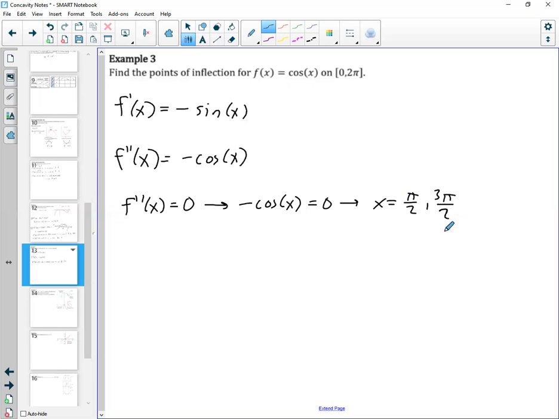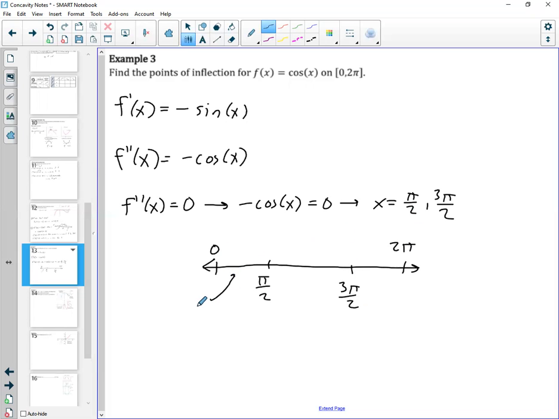These are values from the unit circle, I'm sure you remember. And so now I've got to check and see if those are really points of inflection, by plugging in numbers on either side of them. Remember, my interval is only from 0 to 2 pi, so I don't want to go outside of those numbers.